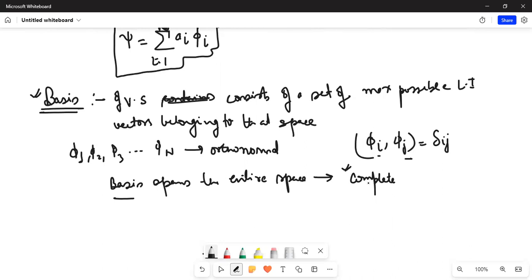That is, we do not require any other basis vector for completing the space. So basically, for R square, i cap and j cap would serve our purpose in order to span the entire space. I hope this is quite clear to you.